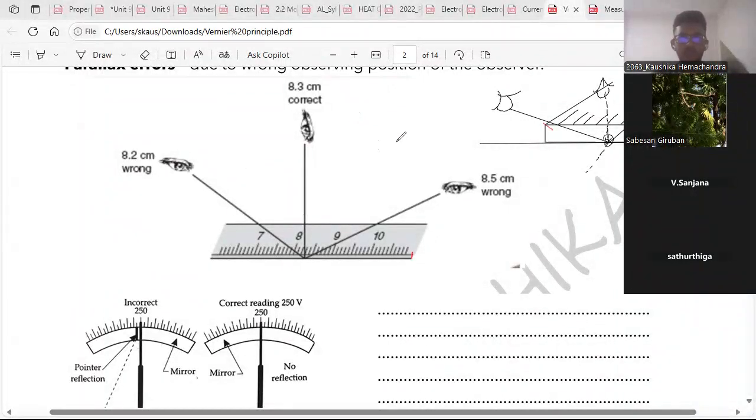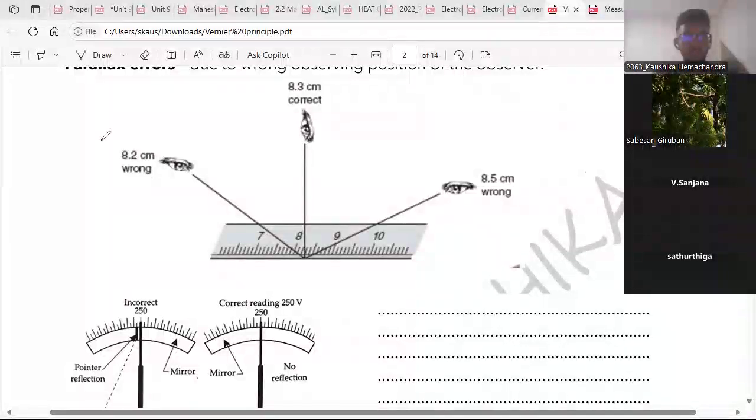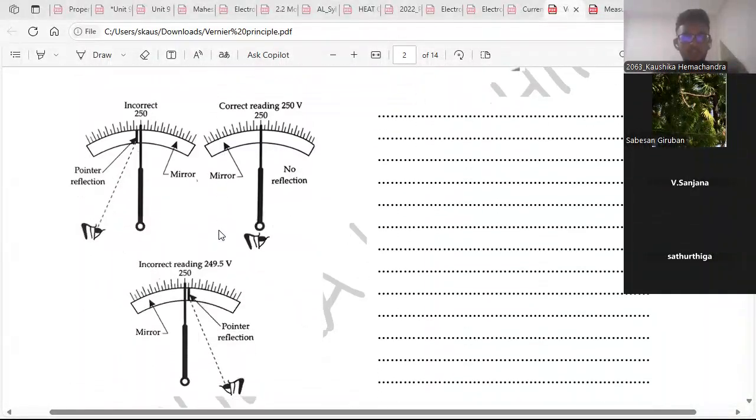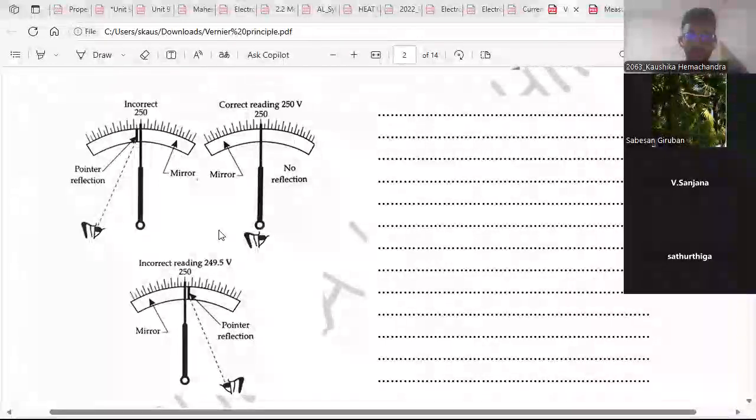That's called the parallax error, due to the wrong observing position of the observer, right? So always when you take a reading, you have to keep your eye at the same level as the reading, right? To solve it, we use a certain method called the mirror method. That is not usually seen in meter rulers because we can't really have a mirror for all meter rulers, right?